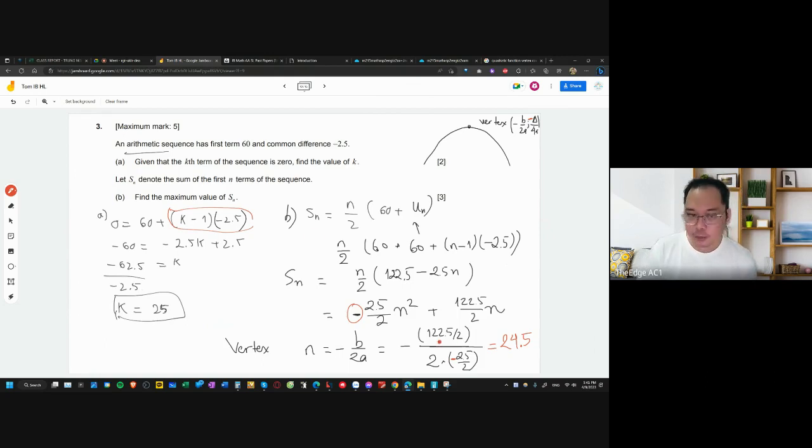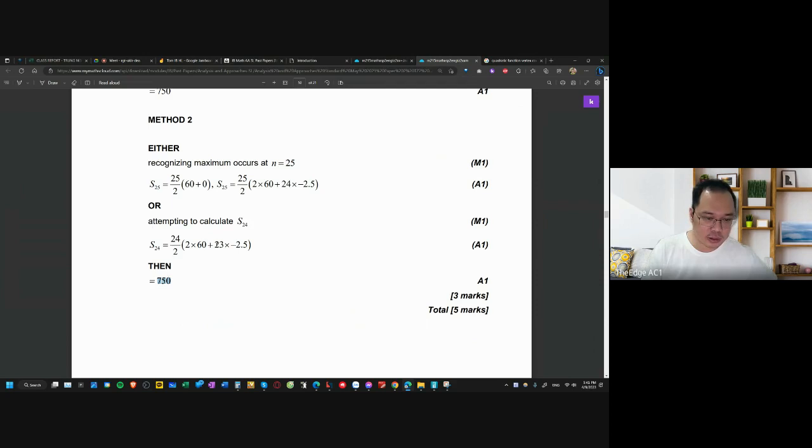Okay. But the question is not the value of N, but the value of the sum. And then replacing N in here, it's supposed to be 25 instead of 24.5, huh? But the answer is 700. Okay. Attempting to calculate S24. So they round down, not up. Recognizing the maximum occurs at 25. Any 25 values from 1 to 25. But the sum, why do they write the sum of 24 values, not 25 values?